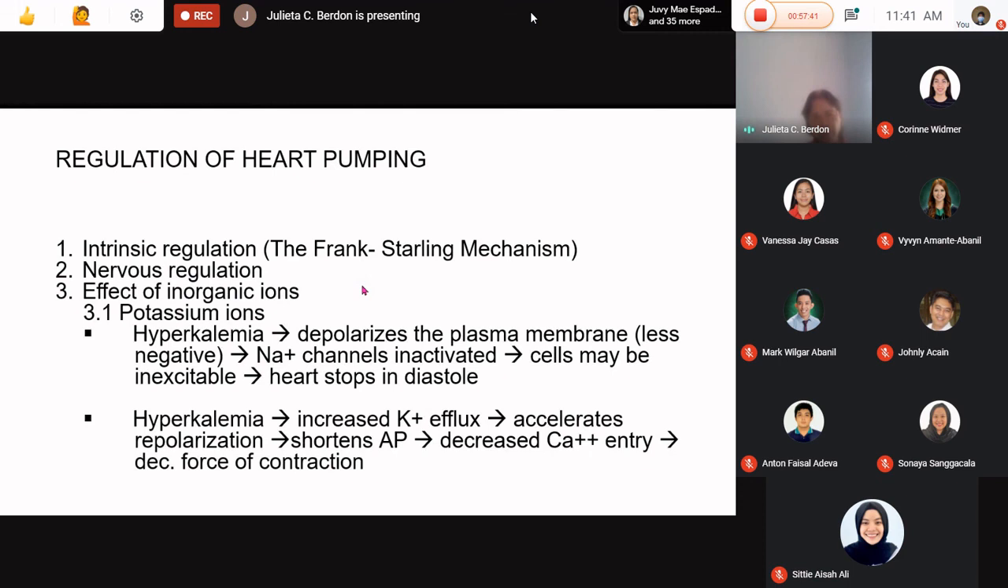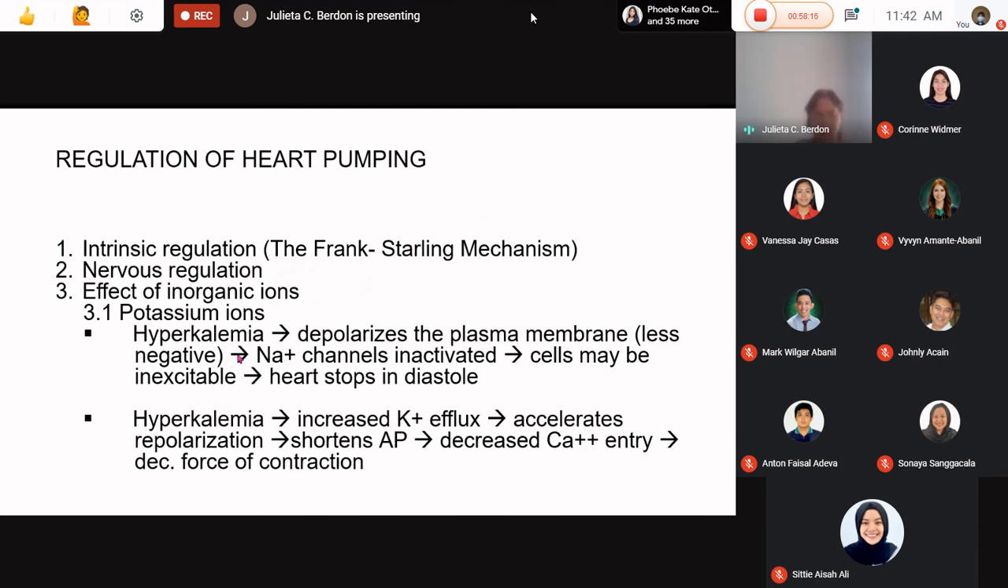Okay, that is intrinsic, since the regulation is in the heart muscle itself. Now the rest: you have the nervous regulation, your sympathetics. Sympathetic stimulation increases heart rate and increases force of contraction, while your parasympathetic is the opposite. Now the effect of inorganic ions, which is not explained in your book, but this is how I got it from other sources.